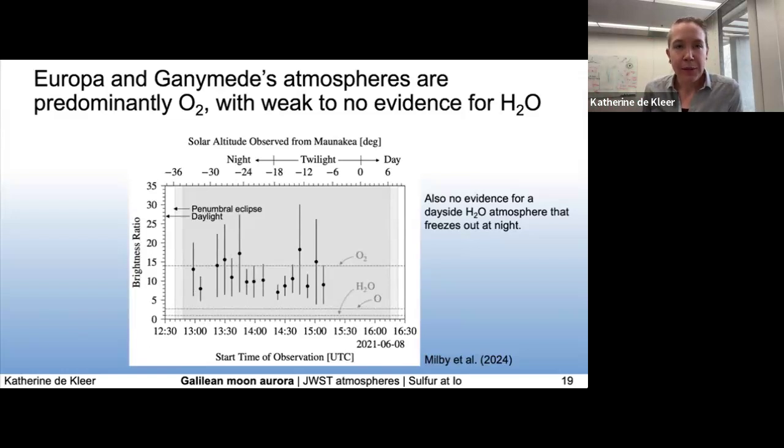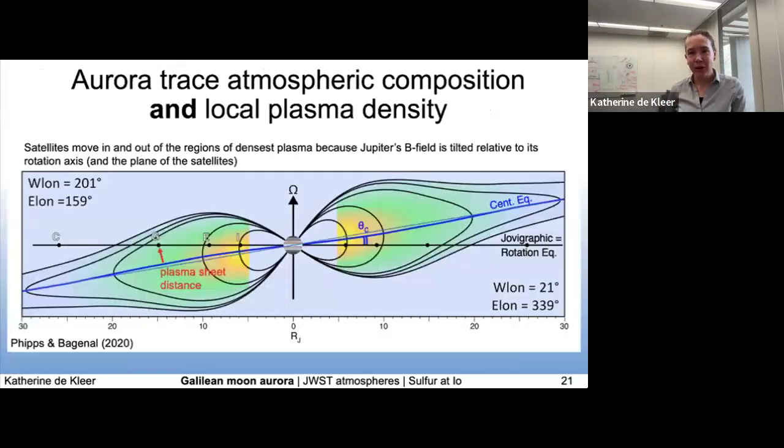Okay, so we think that the atmospheres of these satellites are predominantly molecular oxygen. This is a good reminder that molecular oxygen alone is not a biosignature, because it dominates the atmospheres of these objects whose surface environments are very much not habitable. In addition to composition, I'll briefly mention the aurora also can tell us about the local plasma. The reason that this works is because the orbital plane of the Galilean moons is tipped relative to the magnetic equator of Jupiter. And so the moons, as they go around Jupiter, are actually moving in and out of the regions of densest plasma.